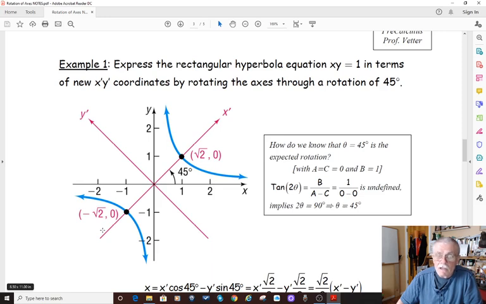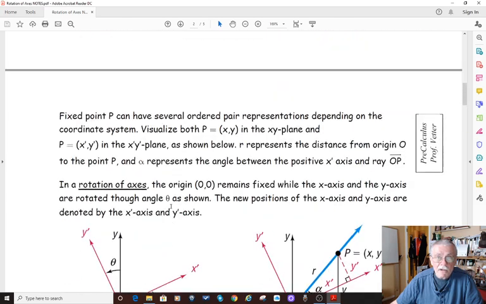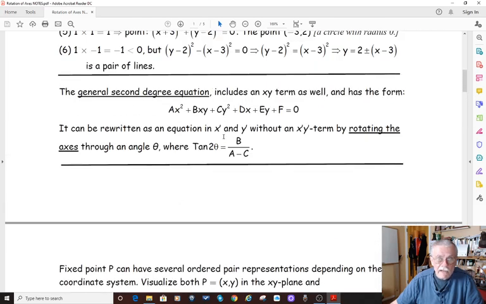Okay, so we're not moving the hyperbola, that's fixed. What we're doing is we're rotating the axes to get a nicer looking equation, one that we're more familiar with. So that's the plan. Now in this case, we're simply told to use 45 degrees. Now, of course, how would you know that? Well, if you go back here, and we didn't prove this, I'm going to prove this in a little while, tangent of the double angle is b over a minus c, where theta is the angle of rotation of the axes. And a, b, and c are the coefficients, rather, in our second degree general form.